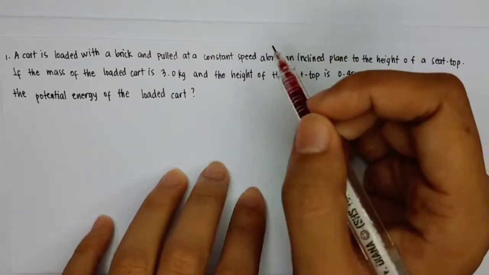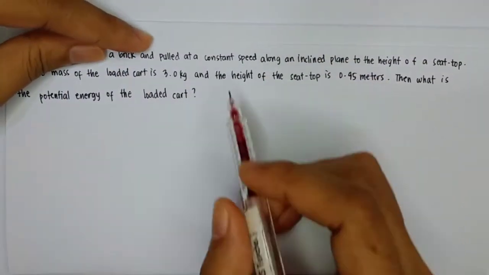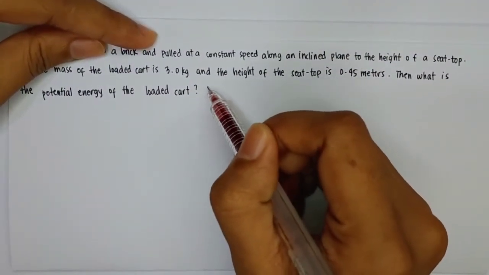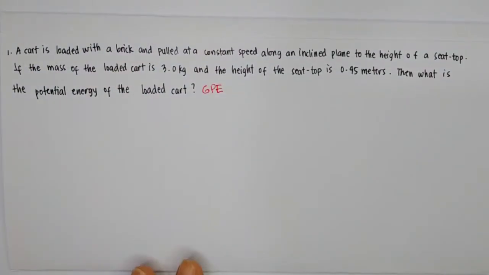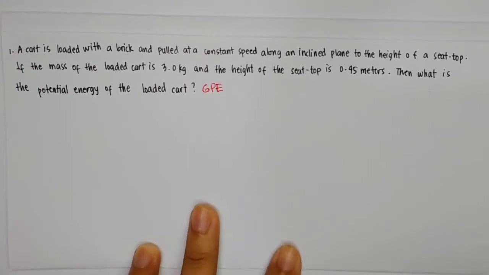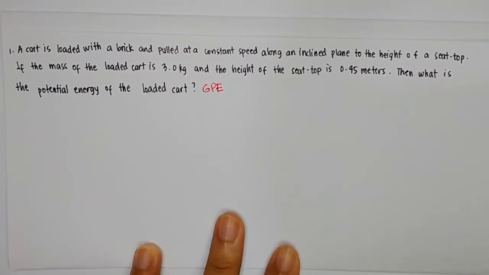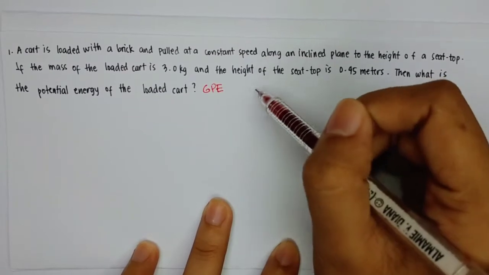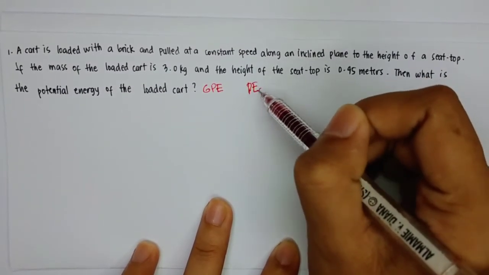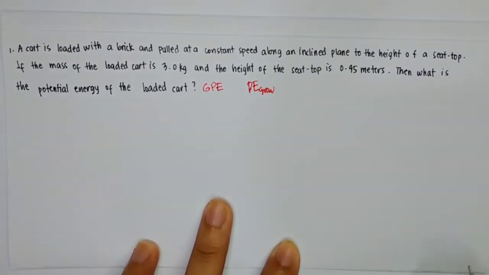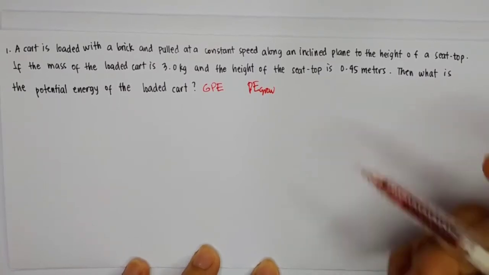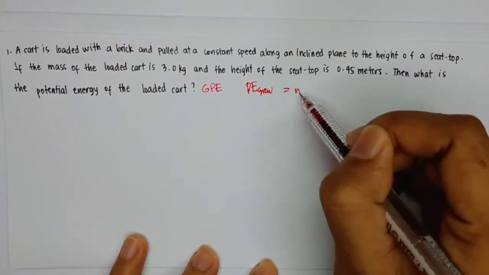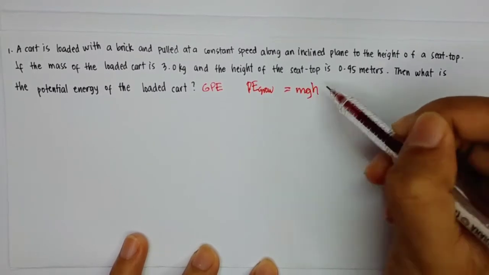Take note that our formula is GPE. Others use GPE for gravitational potential energy instead of PE with a subscript of gravity. The formula for this is mass times gravity times height.